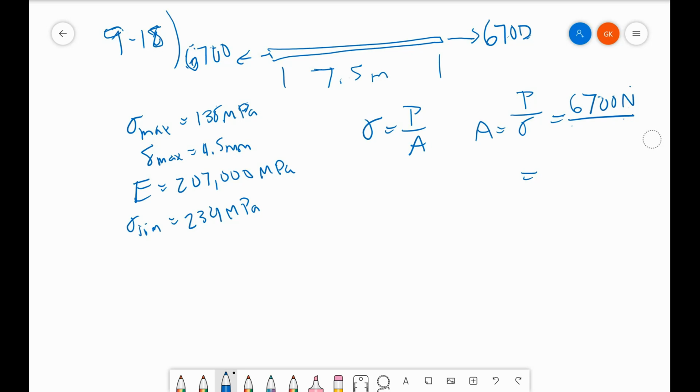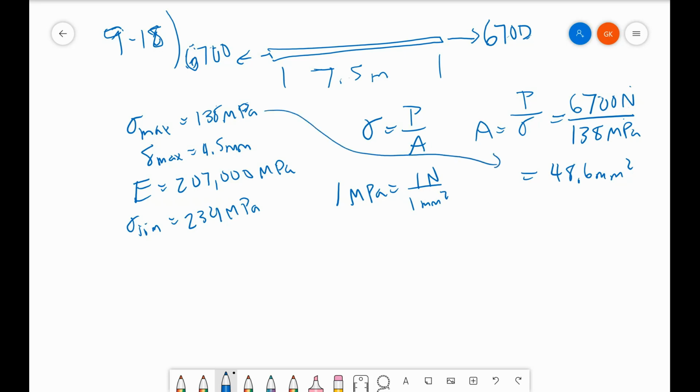So what happens when I start looking at the book instead of just doing it normally? Remember that 1 megapascal is equal to 1 newton over 1 millimeter squared. So I'm just going to keep it in megapascals and realize it's going to pop out in millimeters squared to make it easier for myself. So 138 megapascals. There we go. That's going to be much easier math. And this comes out to be 48.6 millimeters squared. Okay, this is the area due to just looking at the stress. That stress is going to require that area.